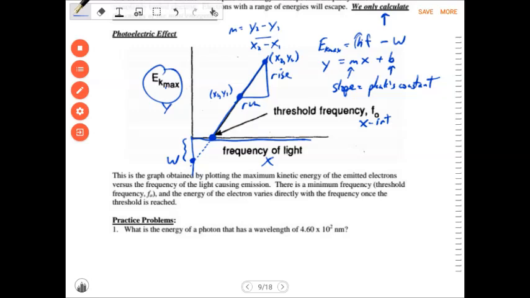It's really quite brilliant. This graph is obtained by plotting the maximum kinetic energy of the emitted electrons versus the frequency. There's a minimum frequency, or threshold frequency, and the energy of the electron varies directly with the frequency once the threshold is reached. Remember, that varies directly part just means there's a slope, and we just talked about that. The slope is Planck's constant.